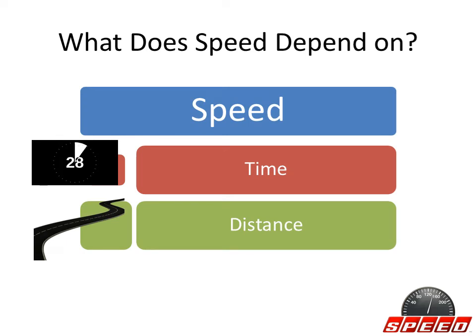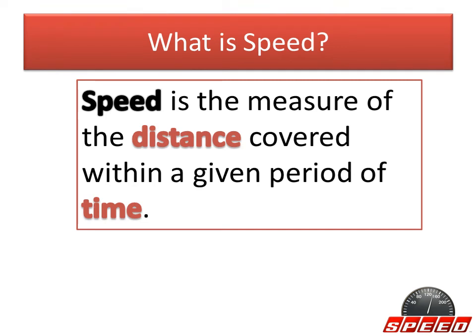So what does speed depend on? To say which one is faster, which one is slower, we have to talk about speed. What does speed depend on? Speed depends on two things, the time and the distance. So, by definition, what is speed? Speed is the measure of the distance covered within a given period of time.